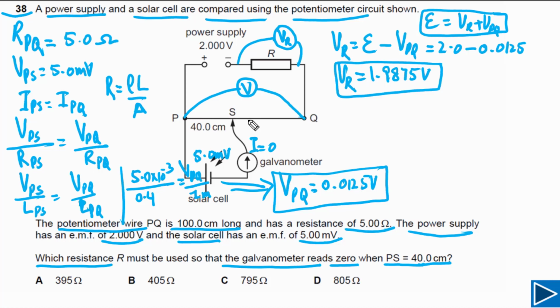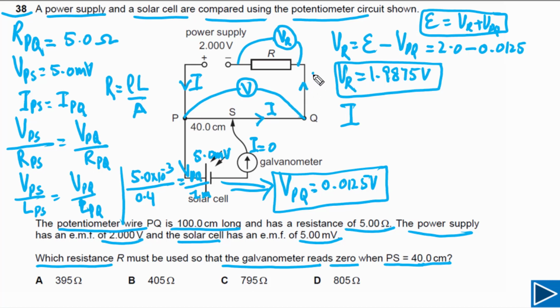Now we need to find out current. So how can we find out current? So I we need to find out. As this resistor and PQ are connected in series, it means current passing through this wire is the same as current passing through R. So we can say if current I is here, current I also will be here.